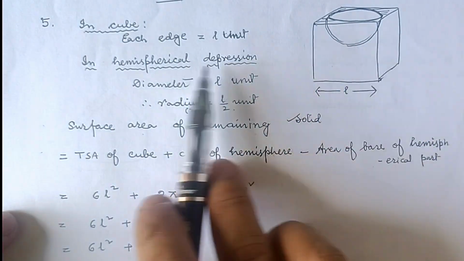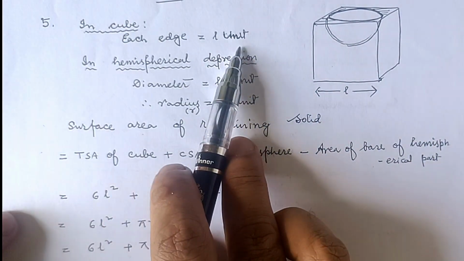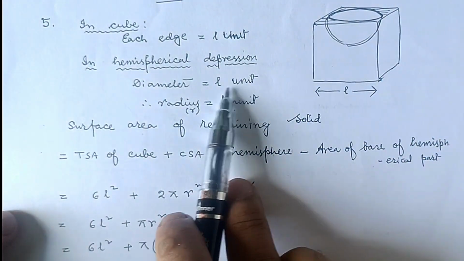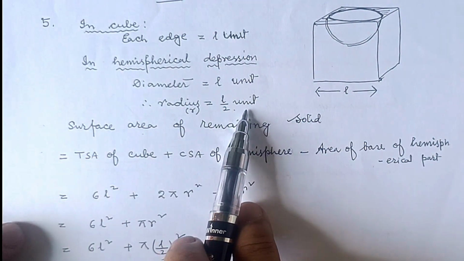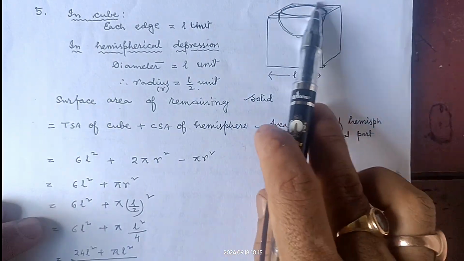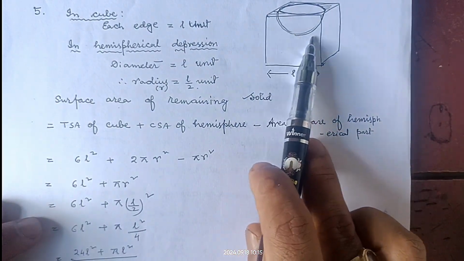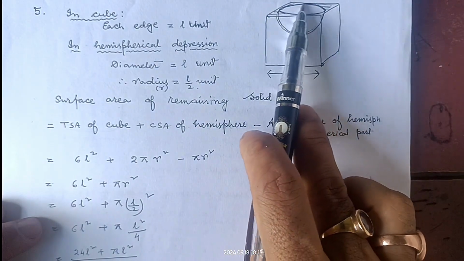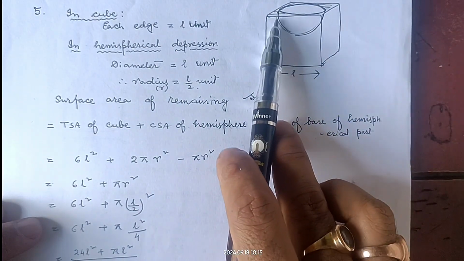Now in case of cube, suppose each edge is L unit, and in case of hemispherical depression, diameter will be L, so radius will be L by 2. To find the total surface area of the remaining solid, it is the total surface area of the cube plus curved surface area of the hemisphere minus area of the base, because this part we have to remove and there we have to make a hemisphere.